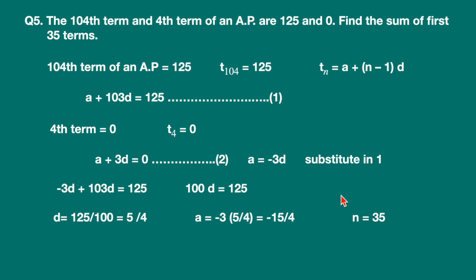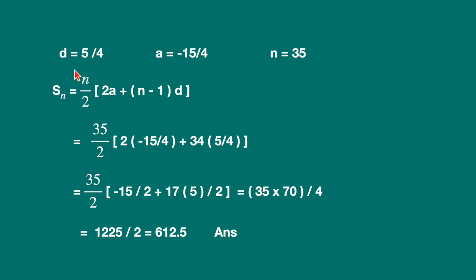And in this sum, find the sum of the first 35 terms. So n is equal to 35. So here are the values: D is 5 upon 4, A is minus 15 by 4, n is equal to 35. Write down the formula, substitute these values, simplify, you will get the answer. Sn is equal to 612.5.